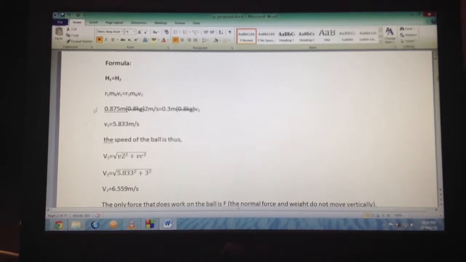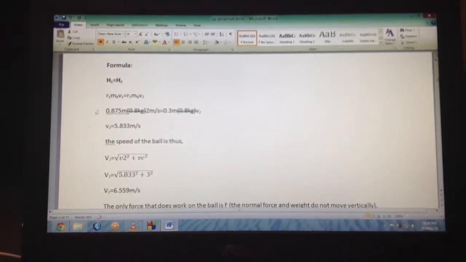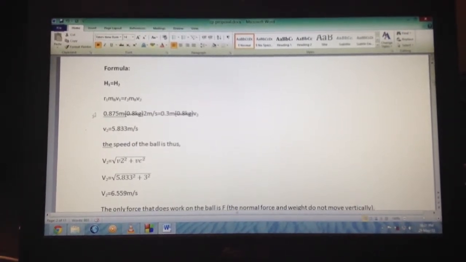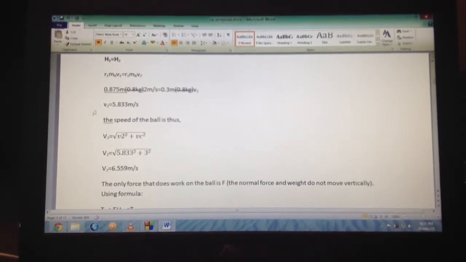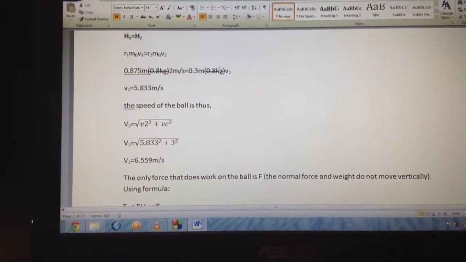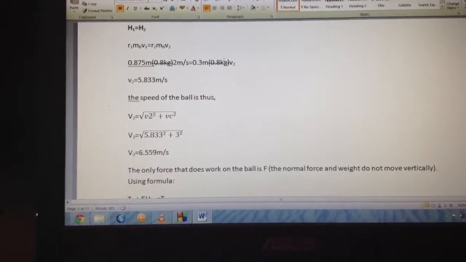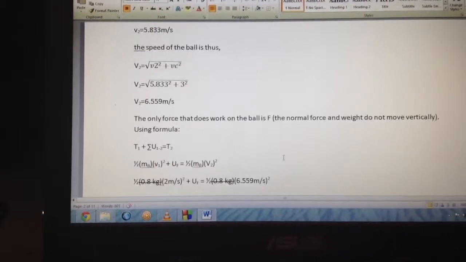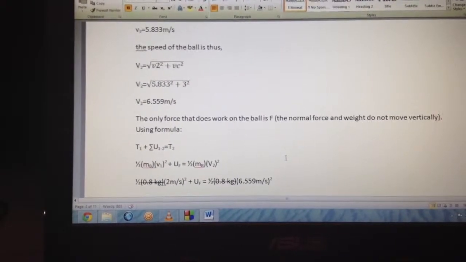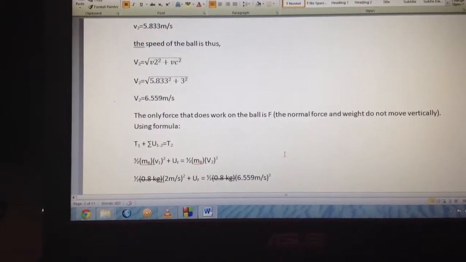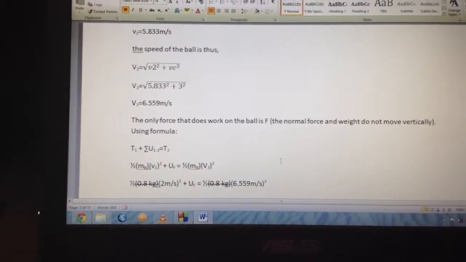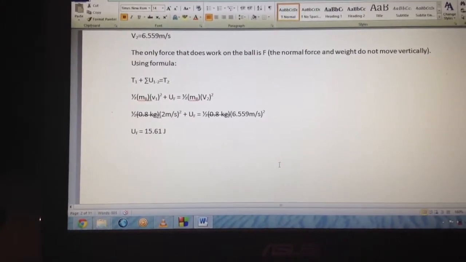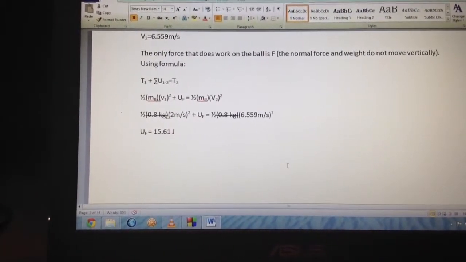We can see that V equal to the square root of V2 squared plus Vc squared, V equal to 6.5. So then we can find the V, which is the speed of the ball. Then we calculate the work done by the normal force. This is the formula: T1 plus U equal to T2.